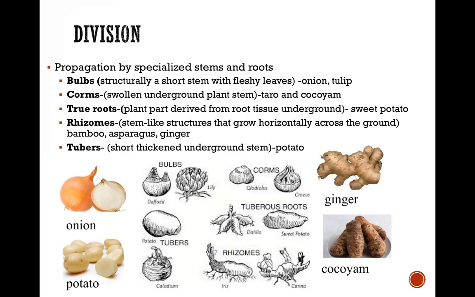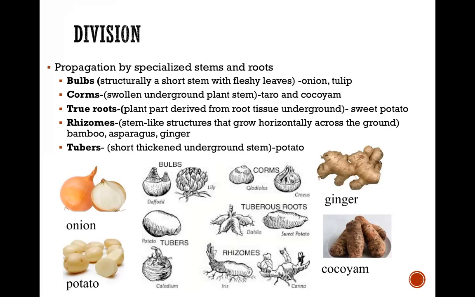Then there are true roots, which are essentially derived from true root tissue. The best example that we'll talk about is the sweet potato or the dahlia. And this is not to be confused with the white potato. The white potato is actually a tuber, and that's coming up here in just a second.